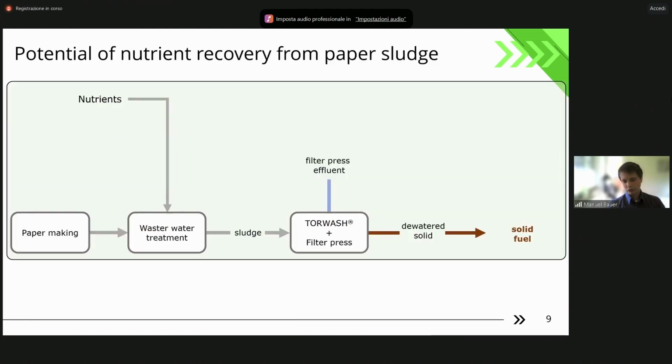Good. Now, more or less what you've seen several times now. This is just the process scheme we have from paper making, wastewater treatment, to the sludge, the TORWASH process, and then we have the dewatered solid and the filter press effluent. Generally speaking, the first possibility to recycle those effluents would, of course, be to directly feed them back to the wastewater treatment, because here we also see it needs some nutrients for the bacterial growth. This, of course, has to be checked and tested because, as you saw, we have the presence of several phenolic compounds, and they could maybe have a negative influence.